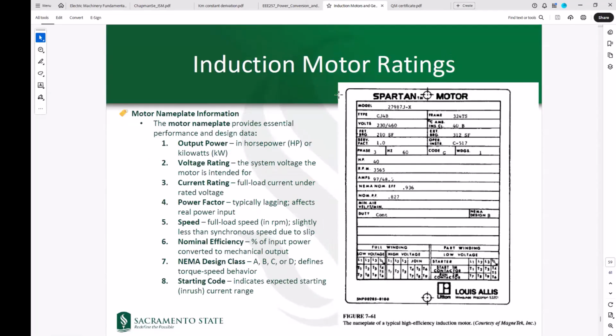And last but not least, let's take a look at induction motor ratings. So output power, voltage rating, current rating, power factor, speed, nominal efficiency, NEMA design, and starting code. Starting code was used for estimating the in-rush current range of your motor.